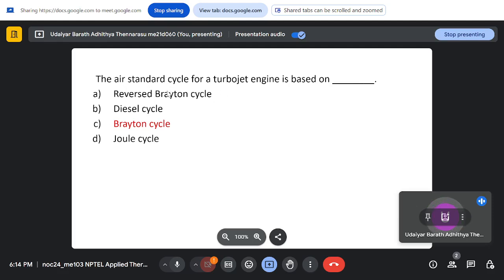So reverse Brayton cycle is used in refrigeration application. Also in aircrafts you can use that. So air standard refrigerant cycle and diesel cycle, which we have already seen.